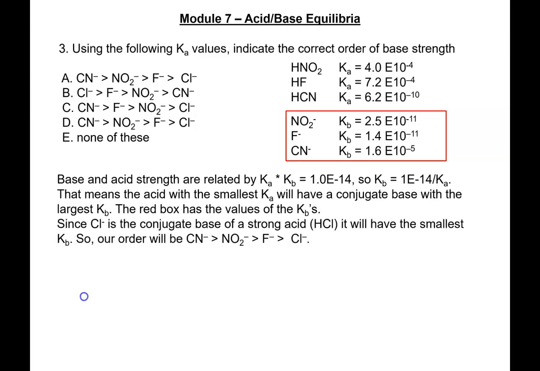What do I do with that? Well, it turns out since chloride is the conjugate base of a very, very strong acid, it's just going to have the smallest Kb, because essentially the Ka is a very, very, very large number. So 1e minus 14 divided by a very large number is a very, very small number. So that makes the chloride ion our absolutely weakest base. And so now we can look at this and go, well, that means that answer A is the correct answer.